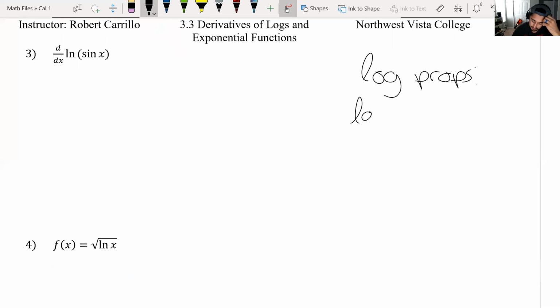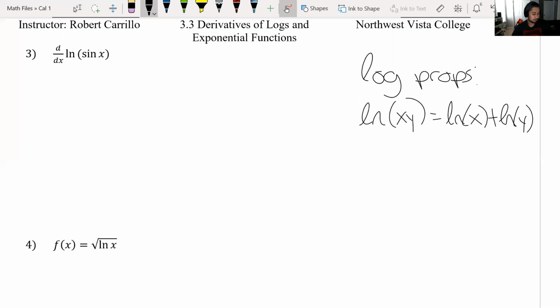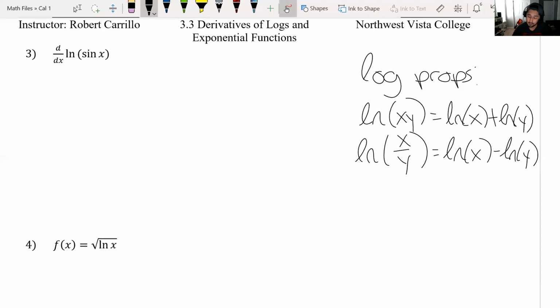This one first, natural log of x times y gives me natural log x plus natural log y. Natural log of x over y gives me natural log x minus natural log y. And then the last one, natural log of x to the n is n times the natural log of x.